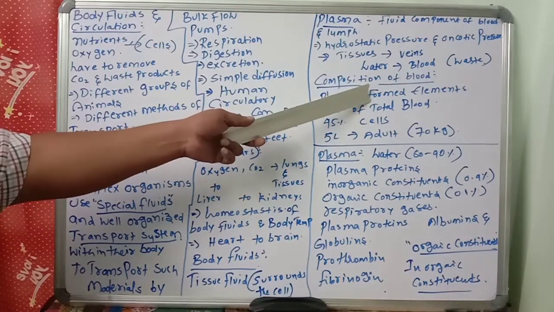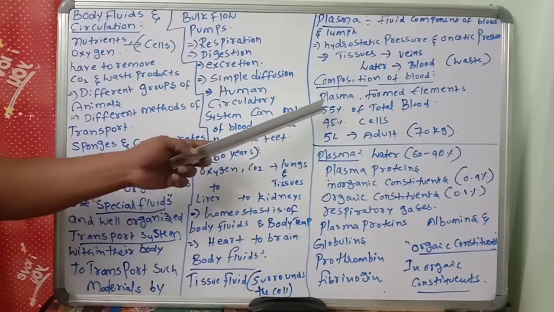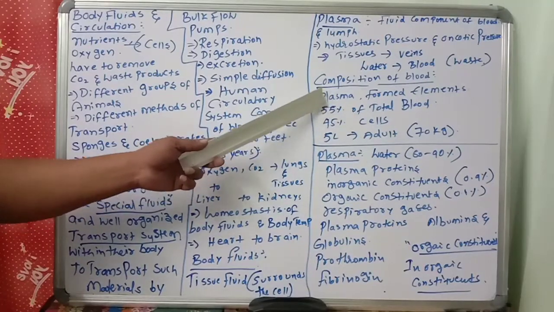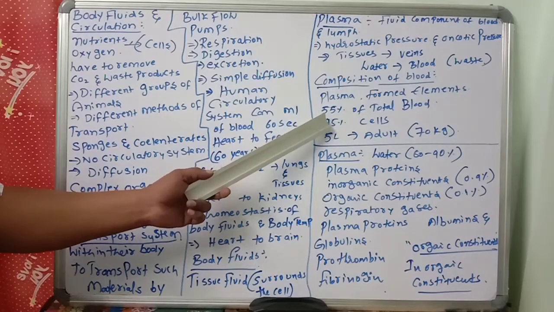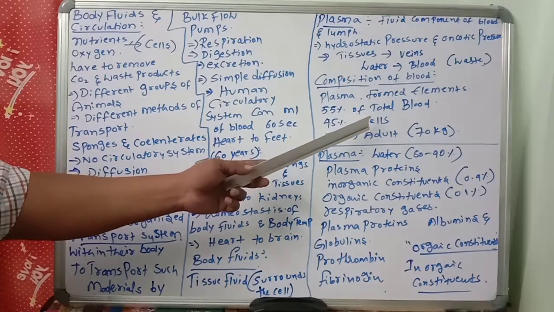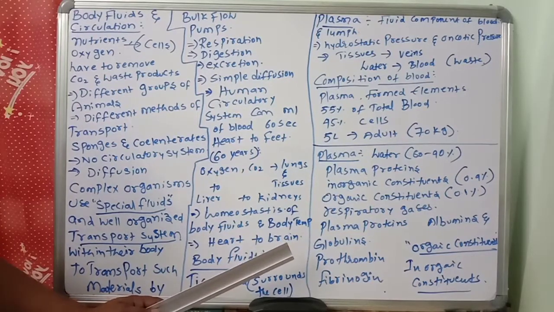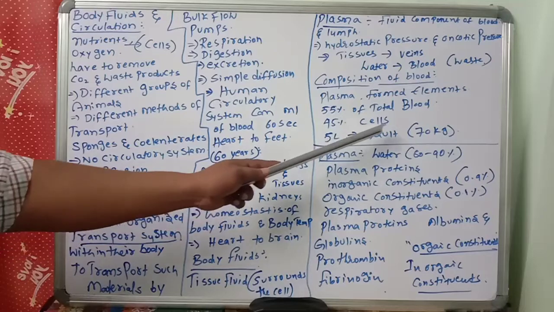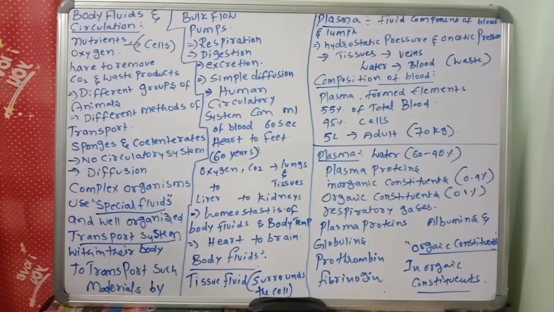What is the meaning of formed elements? RBC, WBC, platelets. Plasma is 55% of total blood. Okay. The plasma occupies which one? 55% of total blood. And what about 45%? The remaining formed elements occupy the 45%. There are 5 liters of blood in an adult whose average weight is 70 kgs. So 5 liters of blood will be there in adults.